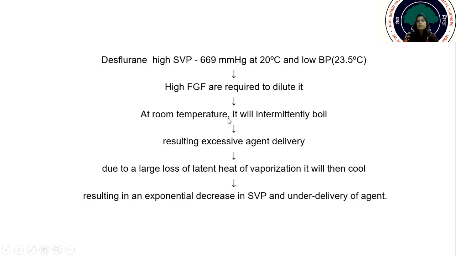And at room temperature, it will intermittently boil. Then what will happen? It will result in excessive agent delivery. And as we have already understood the concept, due to large loss of latent heat of vaporization, it will then cool faster, resulting in an exponential decrease in saturated vapor pressure and under delivery of the agent. So that is why we need a separate specific vaporizer for desflurane.